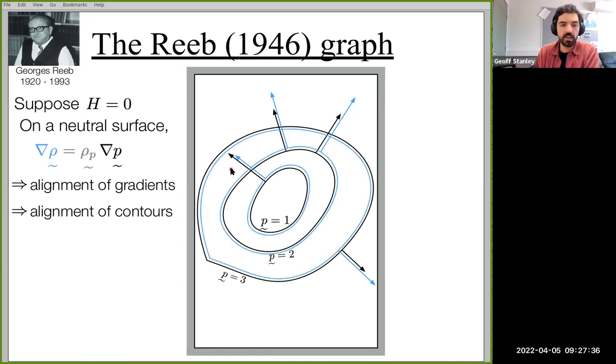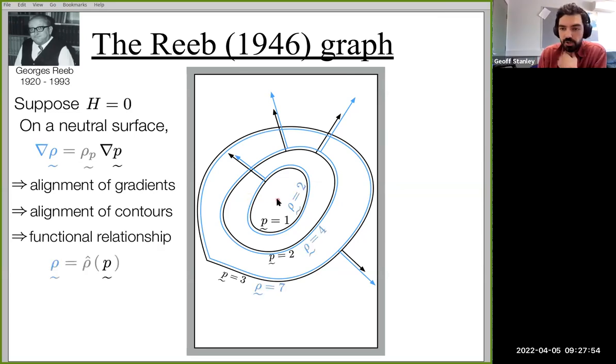Okay, but then again, you play the same game, and the contours of density are orthogonal to the gradient of density. So now I can draw the contours of density on this plot as well. So you see now that the contours of pressure are the same set of points as the contours of density. And that means that there's a functional relationship here. So if you tell me, Geoff, I'm on the P equals 1 contour, what's my density? I can say, oh, your density is 2. Or if you say you're on the P equals 2 contour, then the density is 4. So it's a functional relationship, and we'll call that function the rho hat.